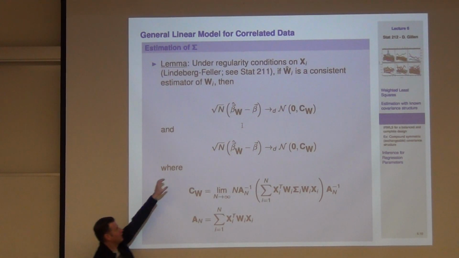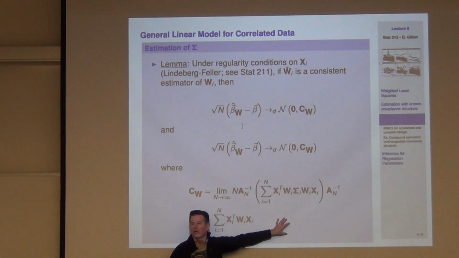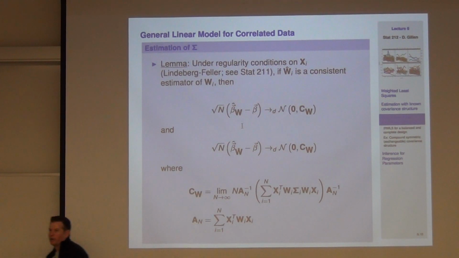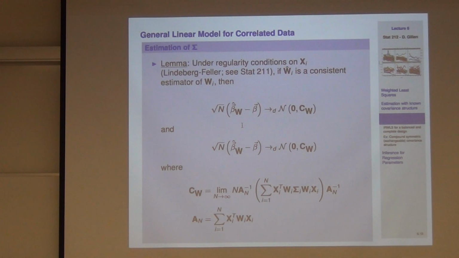And then once I bring everything over, I get another 1 over N because I'm gaining information as capital N is growing on beta hat. Good. All right.